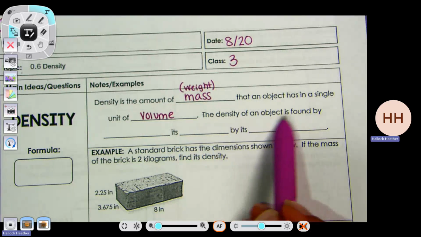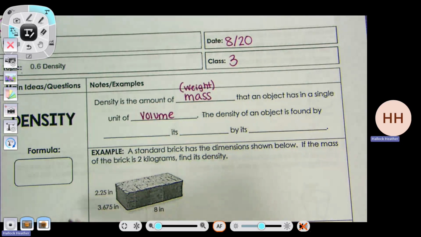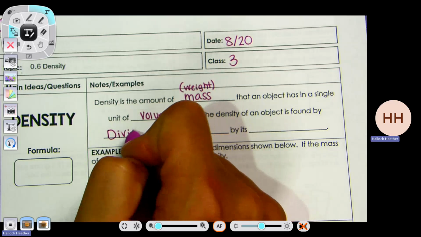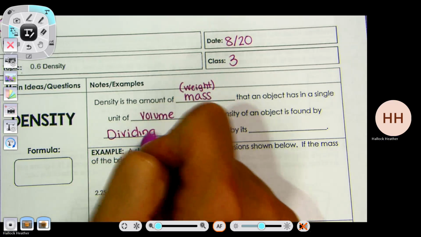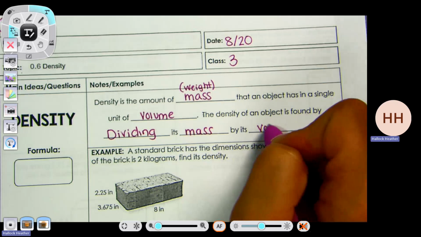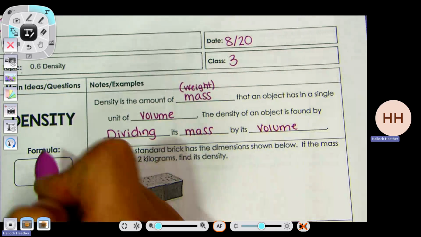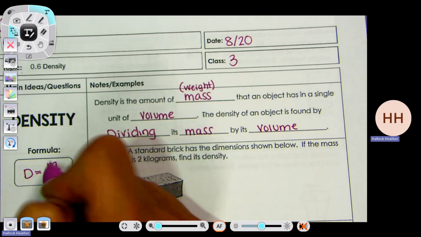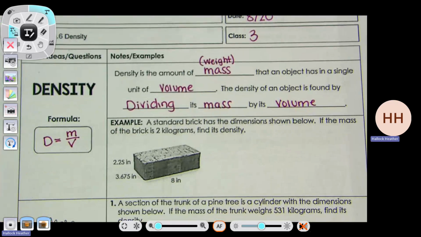The density of an object is found by, does anybody know the formula for density? Mass over volume. Beautiful, mass over volume. So we're dividing its mass by its volume. This formula is not on your reference sheet. If you look everywhere on there, density is not mentioned at all. Density is mass divided by volume.